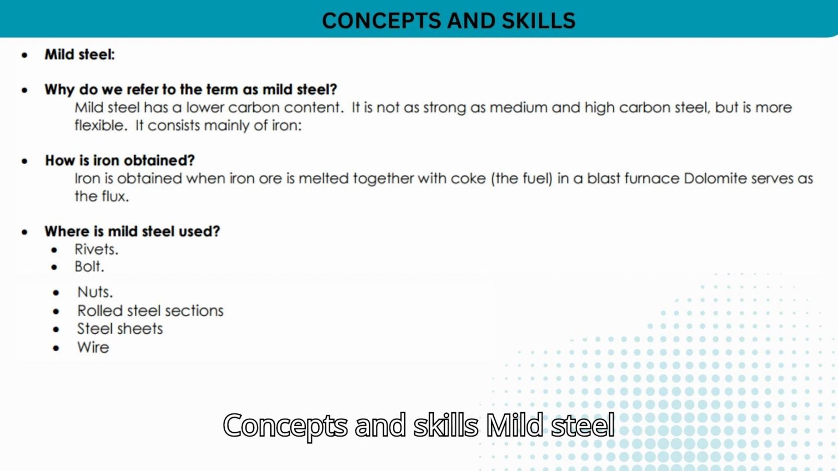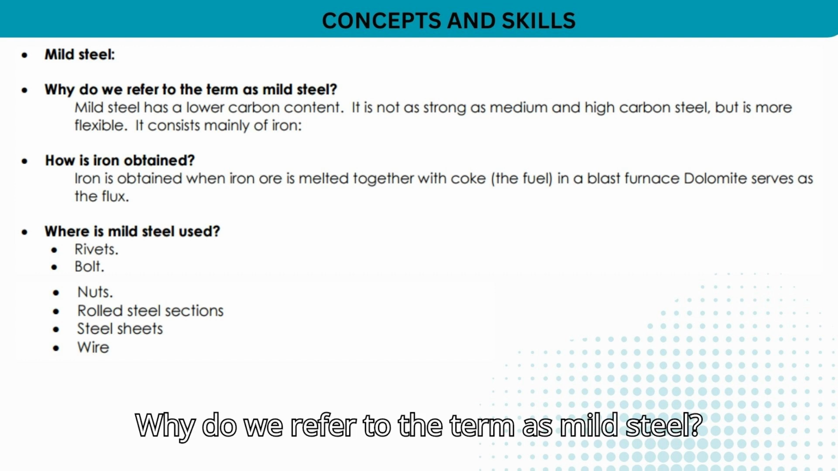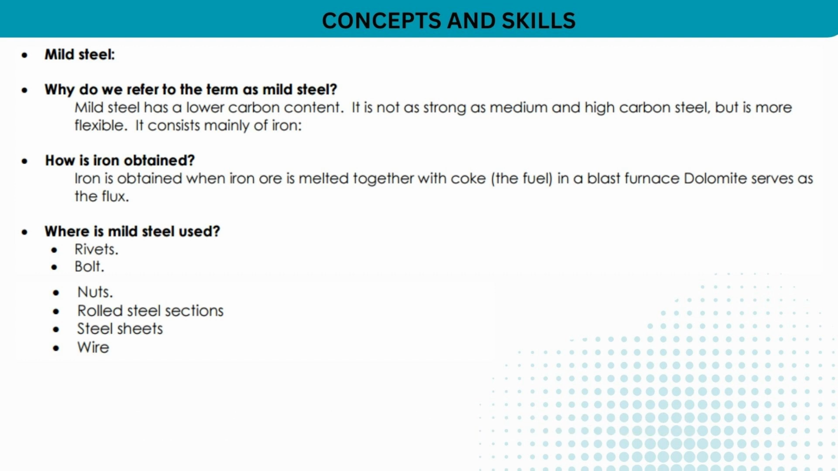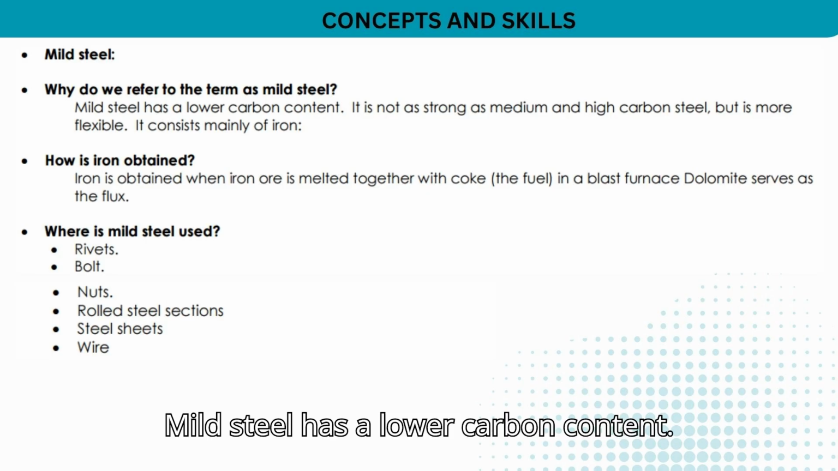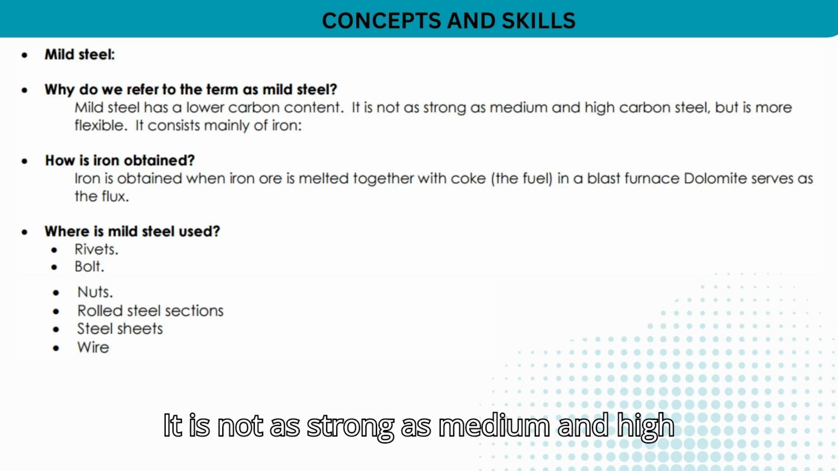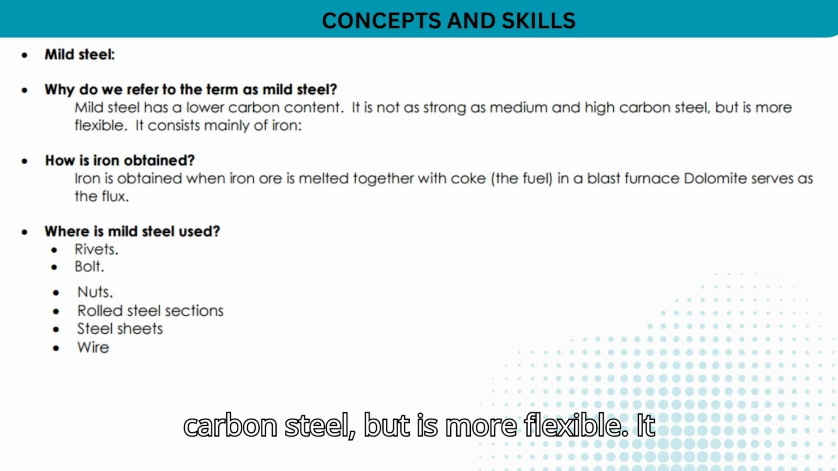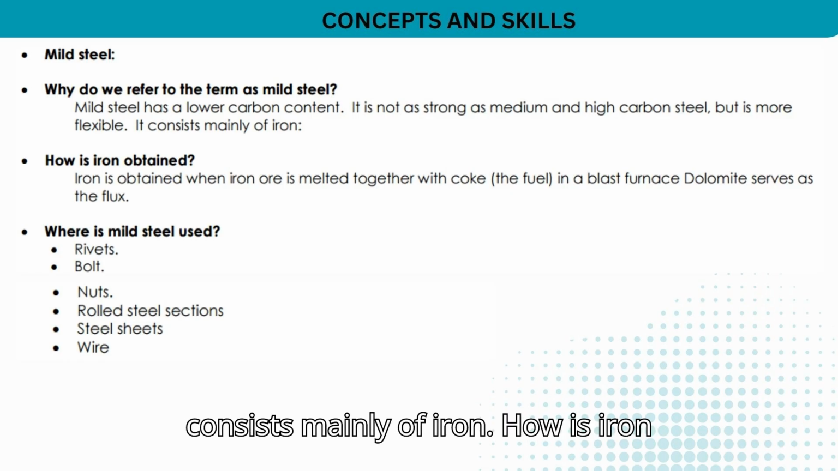Concepts and skills. Mild steel. Why do we refer to the term as mild steel? Mild steel has a lower carbon content. It is not as strong as medium and high carbon steel, but is more flexible. It consists mainly of iron.